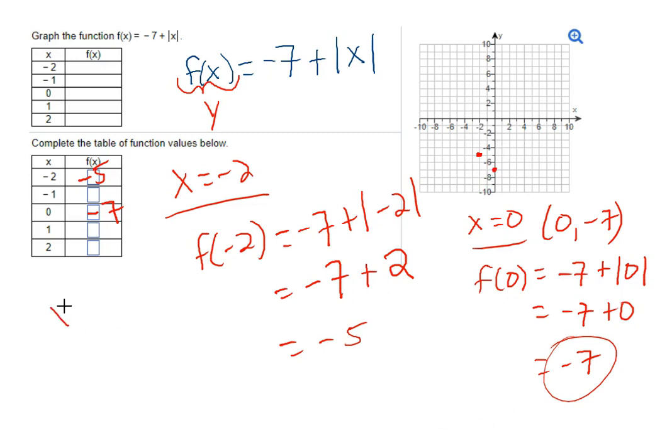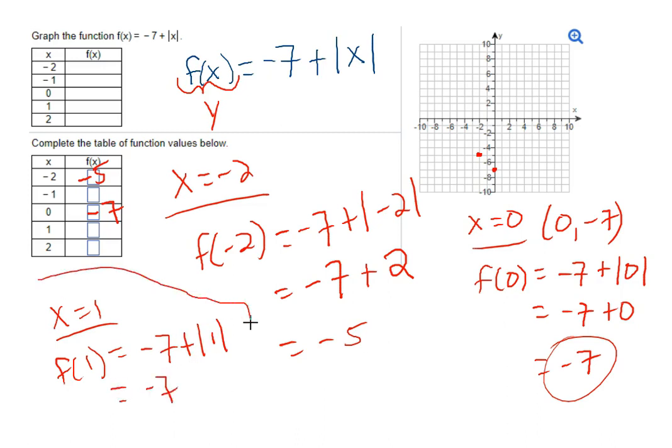Let's try x equals 1. Plug that in. We'll get f of 1 equals -7 plus the absolute value of 1. Sorry, I'm kind of writing slanted for some reason. I don't know why. The absolute value of 1 is still 1, right? Absolute value just keeps it positive. And we'll get -7 plus 1, which is -6. So I'll put -6 here. And we'll get 1, -6, which is that point right there.